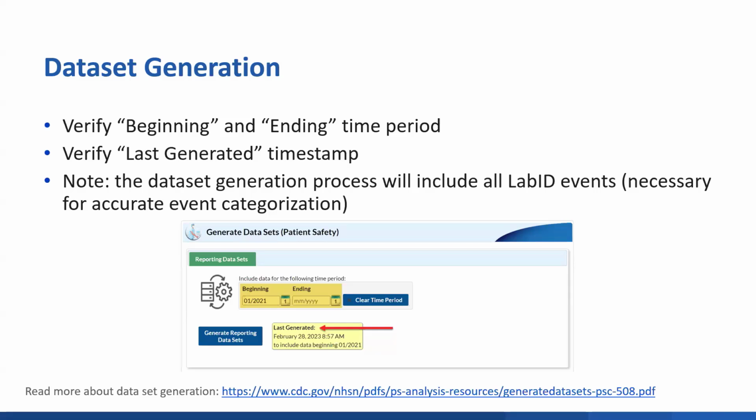Additionally, I check the beginning and end date of the time period that I'm generating datasets for. That's because even if you've entered data for 2024, but your datasets were only generated for data ending in 2023, it will appear to be missing in the reports when it's not really missing. It just wasn't included in the dataset generation. So I'll check this page for those couple elements.